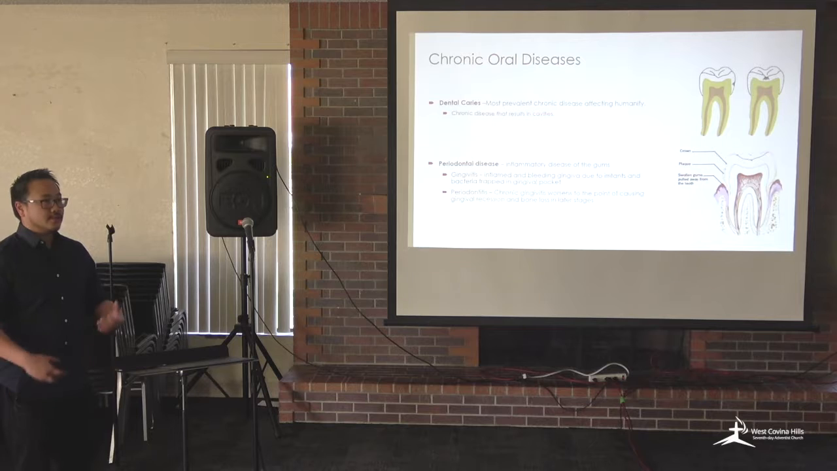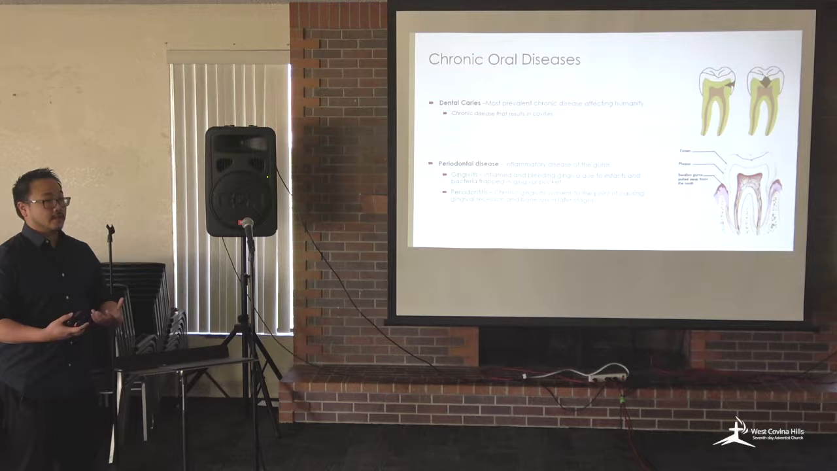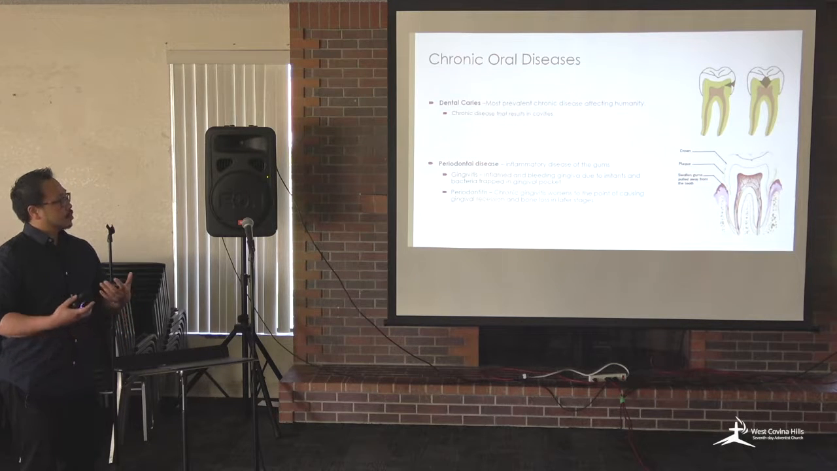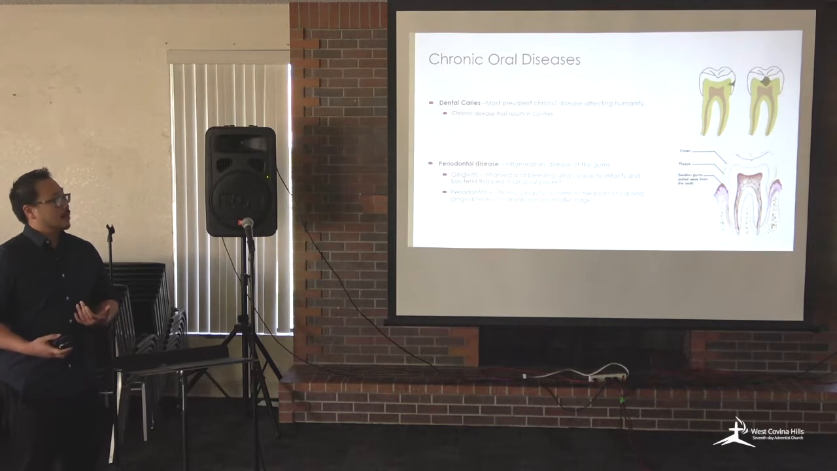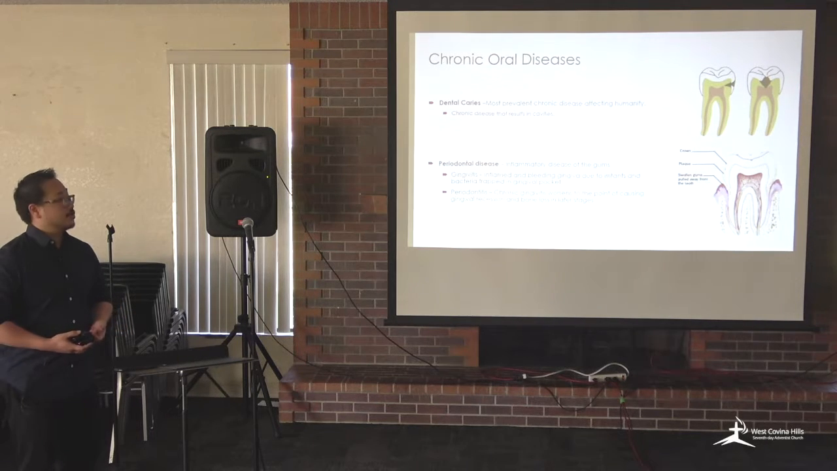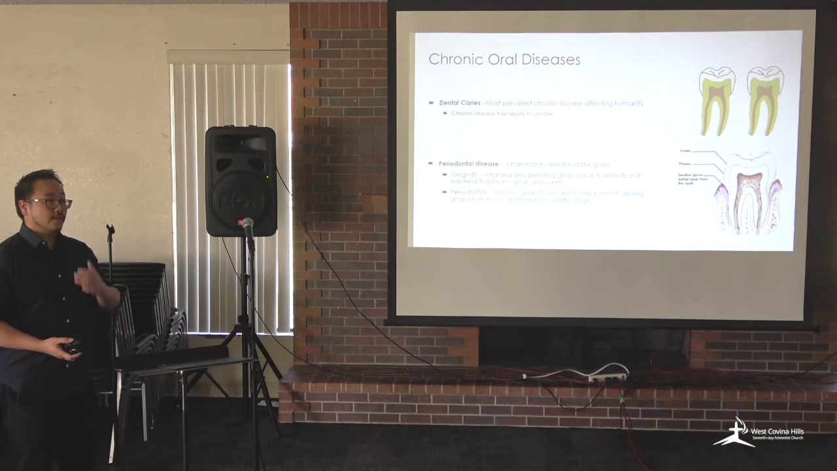So to start, there's two main categories of chronic dental disease. Of course, there's a lot more, like oral cancers, but the most prevalent would be dental caries, which in the dental world is the chronic disease that causes the cavities that the common person refers to as dental decay. The second one is periodontal disease, and this is broken up into two different subcategories, and it's the inflammatory diseases of the gums.